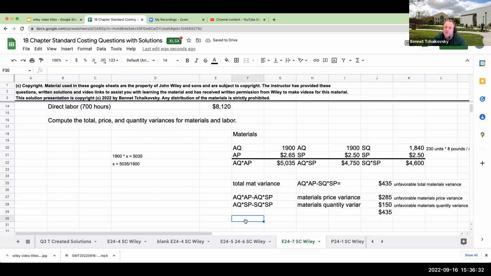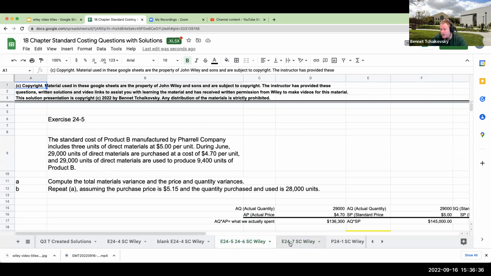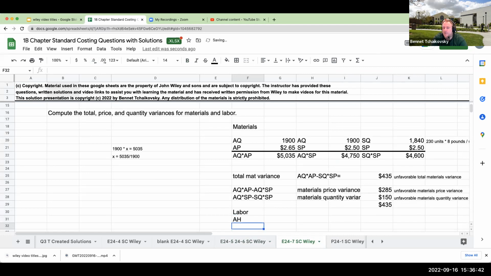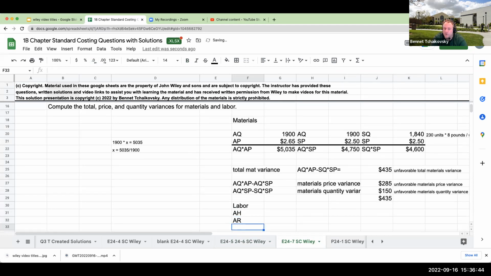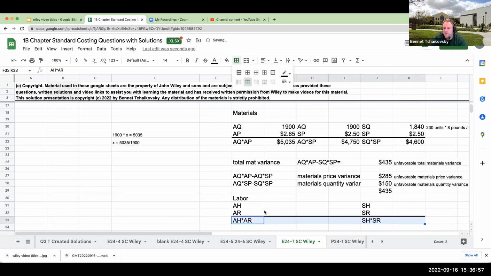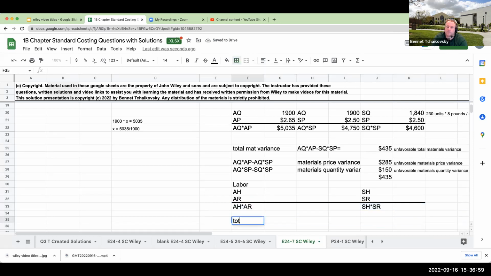Okay, so for the labor, and again, I want you to take a look at exercise 24-5 and 24-6. So our labor variances, this is going to be my actual hours times my actual rate, and my standard hours times my standard rate. So that's going to be the first thing that I'm going to go through and do, I want to compute what is my total labor variance.